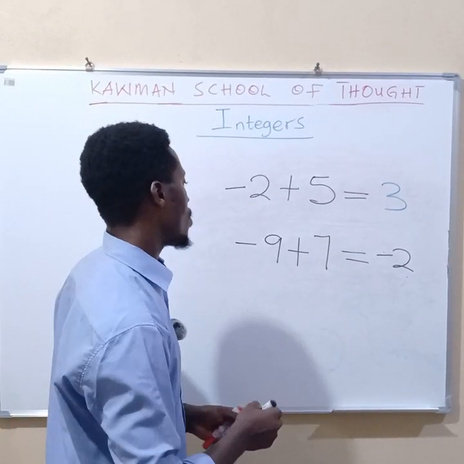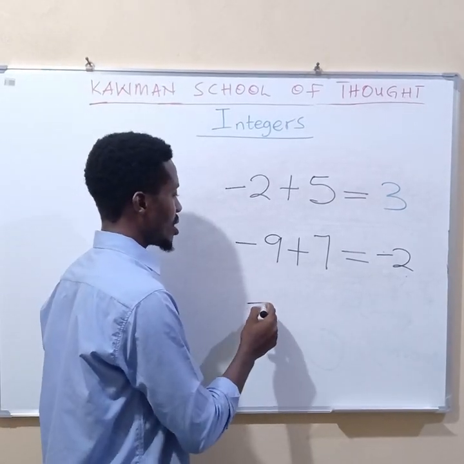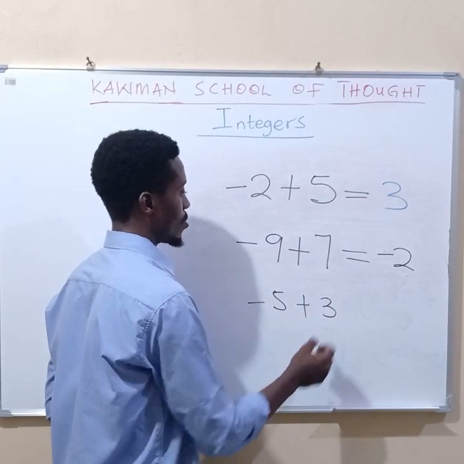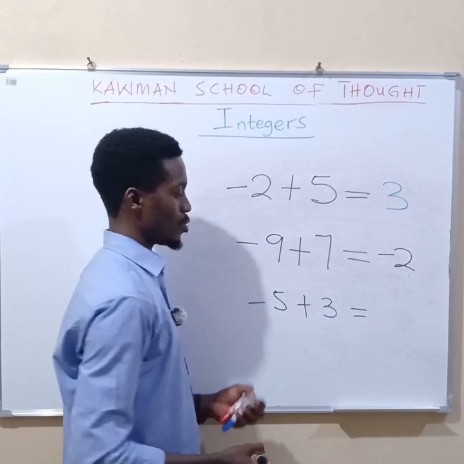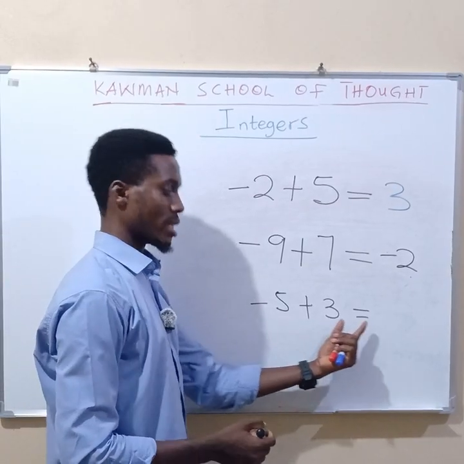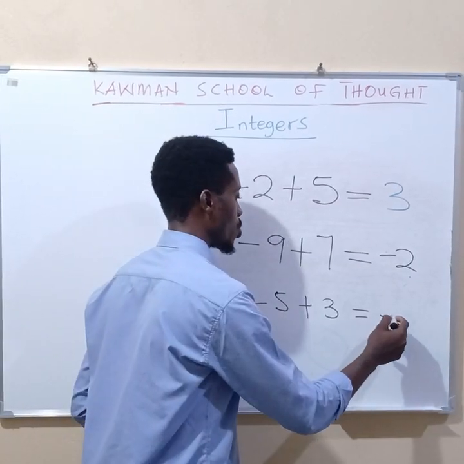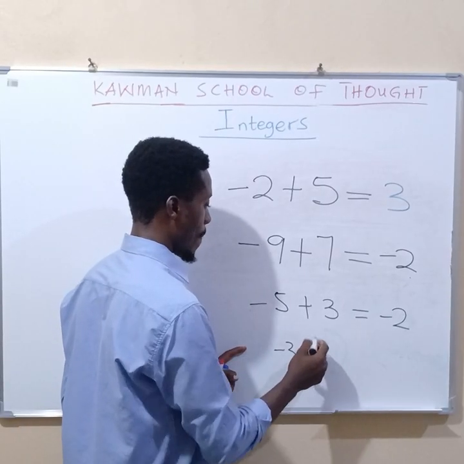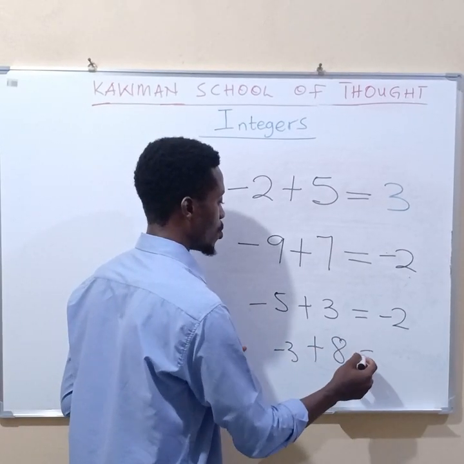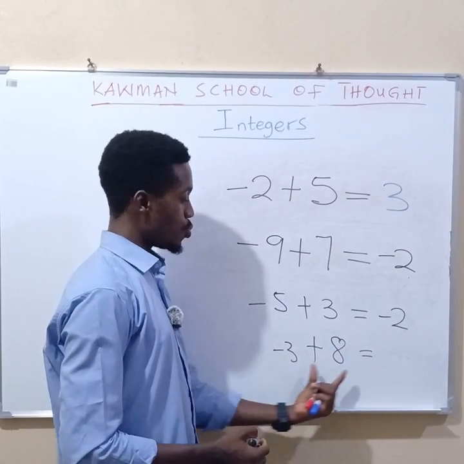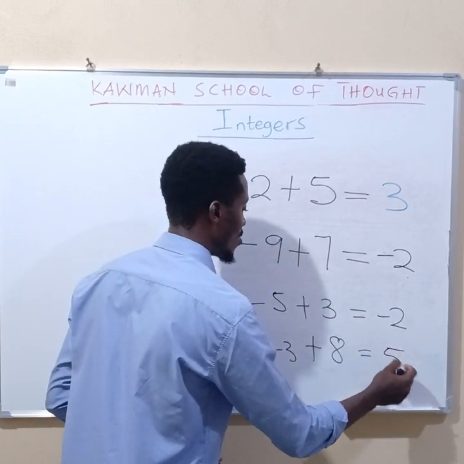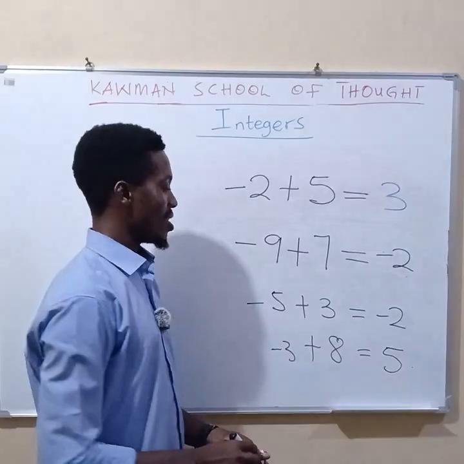One last example. What about negative 5 plus 3? You are owing 5, you pay 3, you are still owing 2. So minus 2. Last example. Negative 3 plus 8 is going to be what? You are owing 3 cedis, you pay 8 cedis, you now have 5 cedis. Oh, this is so good. Have you seen it? Yes.